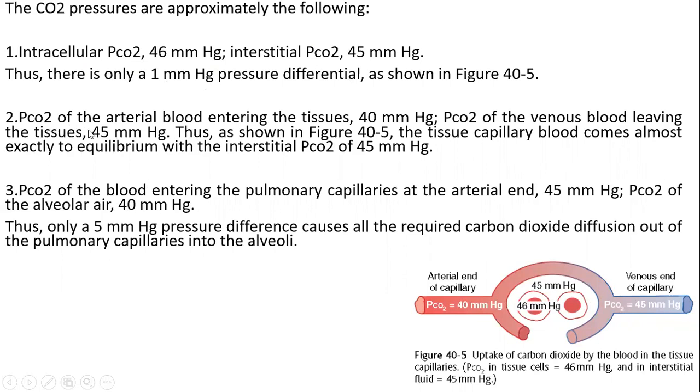Second, PCO2 of the arterial blood entering the tissue is 40. PCO2 of the venous blood leaving the tissue is 45. The tissue capillary blood comes almost exactly to equilibrium with the interstitial PCO2 of 45 mm mercury.